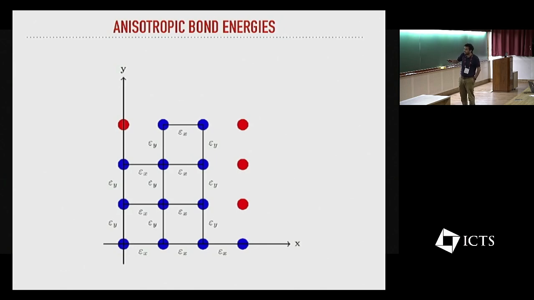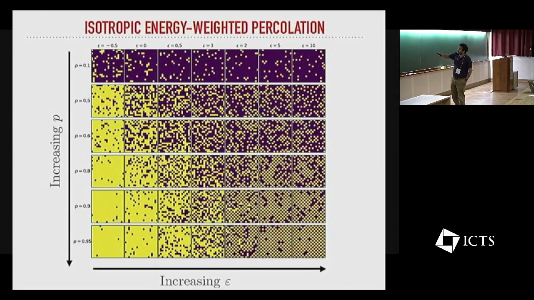So you can just define this microscopic model. They have energies Ex in the X direction, Ey in the Y direction. You can have different kinds of energy weights. So what does it look like? In isotropic energy weighted percolation, as you increase p in this direction and you increase E in this direction, you see that you can start to create very different kinds of clusters. With negative energy, the clusters like to sit next to each other, so you get these very compact looking clusters. But if you have positive energy, there's an energy cost of sites being occupied next to each other, so you get this emergent antiferromagnetic order.